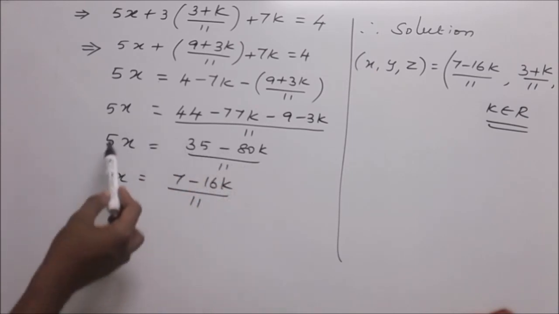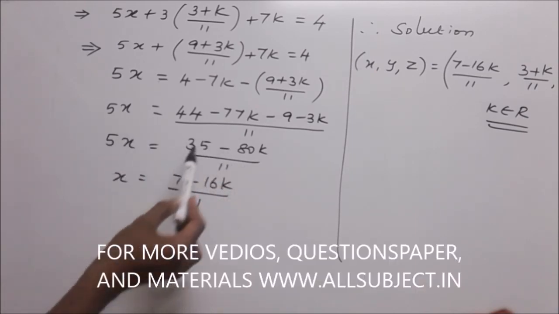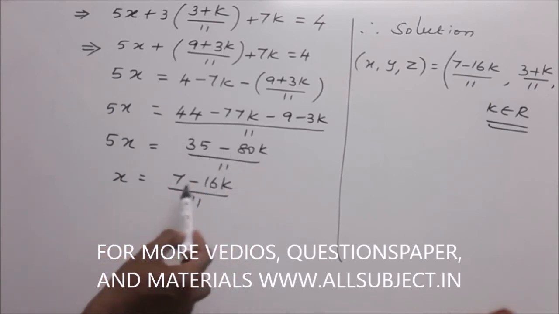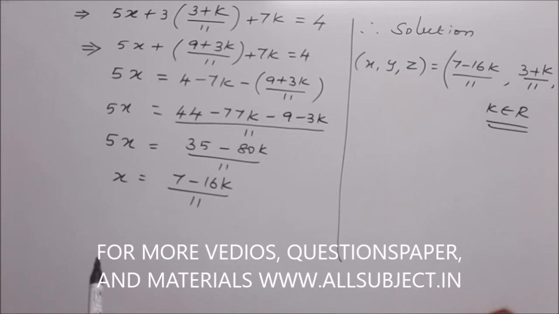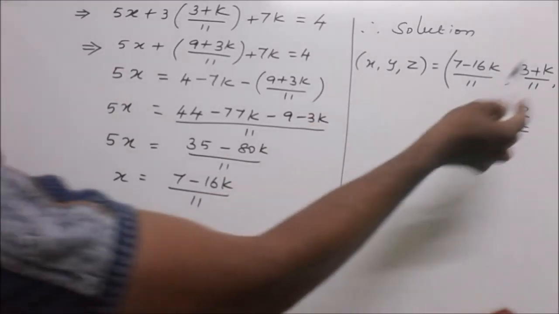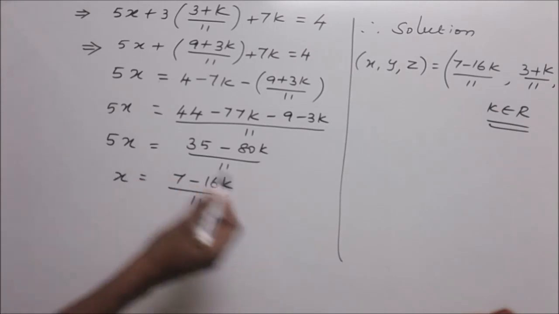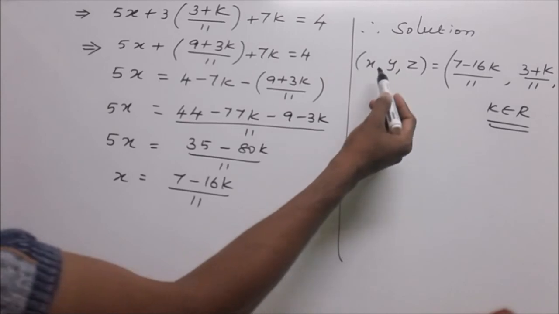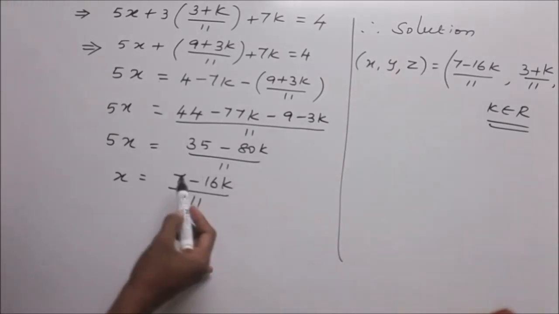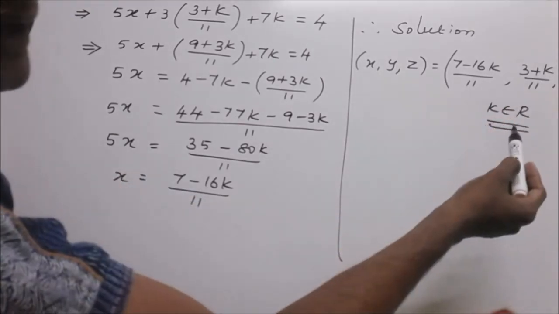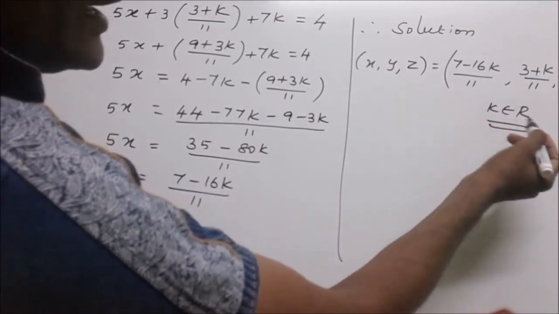Dividing by 5, this becomes x equals 7 minus 16k by 11. So x is equal to 7 minus 16k by 11, and we have already found y and z. Therefore, the solution x, y, z equals 7 minus 16k by 11, 3 plus k by 11, k, where k belongs to R.